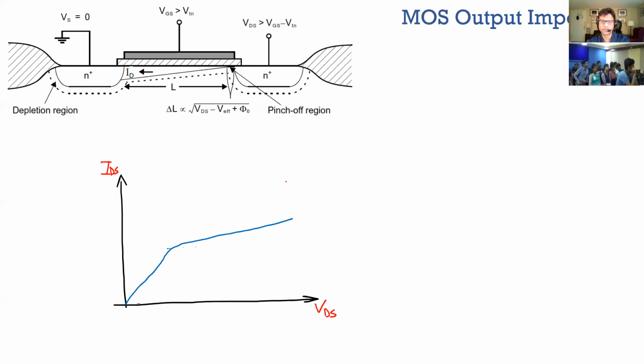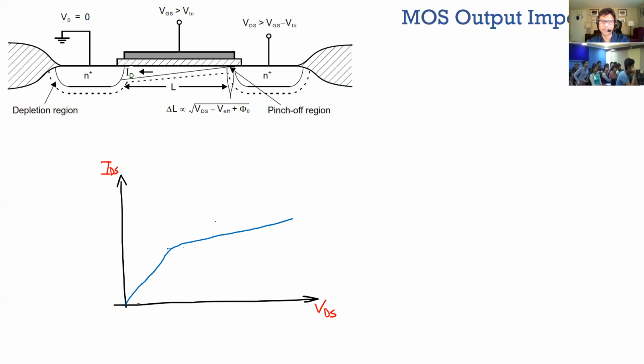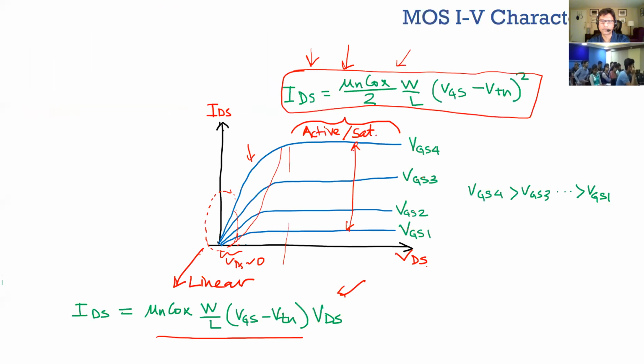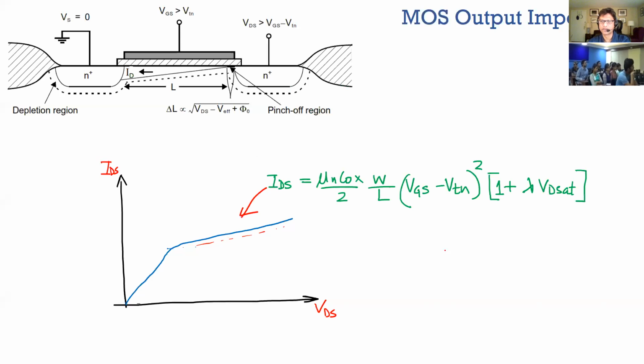MOS output impedance, just a quick note. This one I showed you as flat, but in reality it's not flat. When you're doing most hand calculations, we always use this equation because it lets you predict the circuit values pretty closely. So you don't have to use the entire output impedance equation because it makes things complex. But in reality, there is a certain output impedance. So your current increases as your VDS is increasing, and that's given by this extra term over here. And this lambda is your process constant. So for a typical process, this value will be given to you.